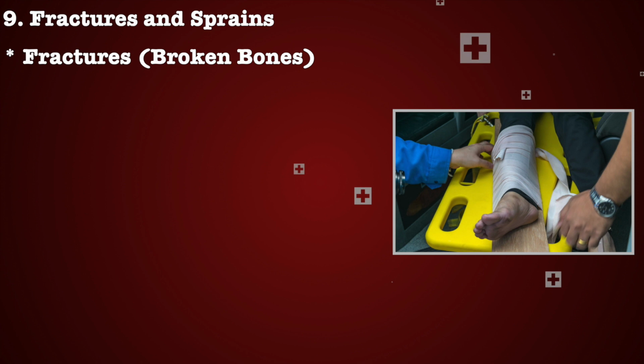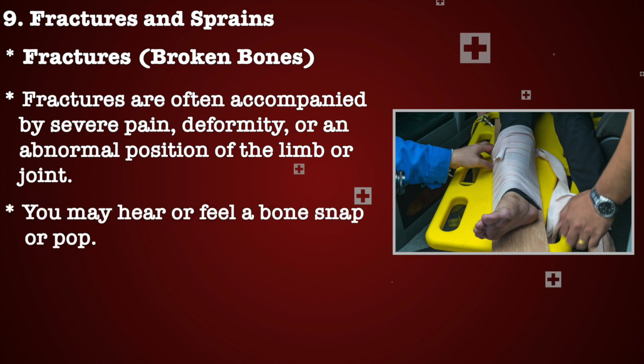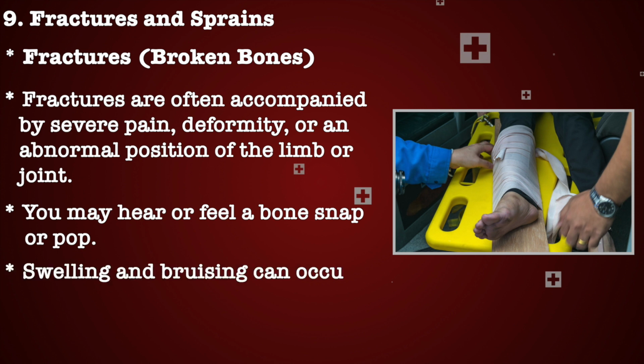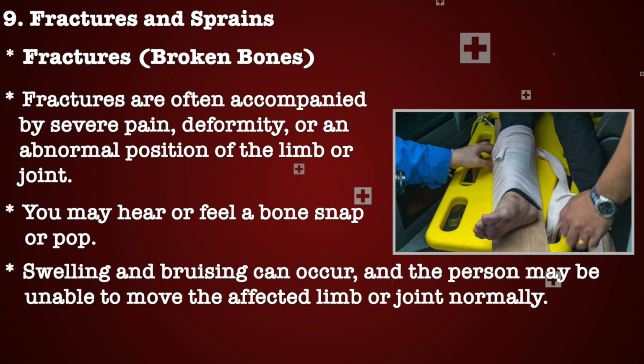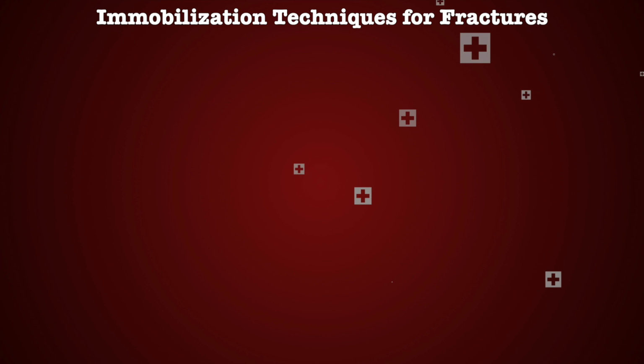First one is fractures, or broken bones. Fractures are often accompanied by severe pain, discomfort, or an abnormal position of the limb or joint. You may hear or feel the bone snap or pop. Swelling and bruising can occur and the person may be unable to move the affected limb or joint normally. In some cases, there may be an open wound with bone protruding. Immobilization techniques for fractures.